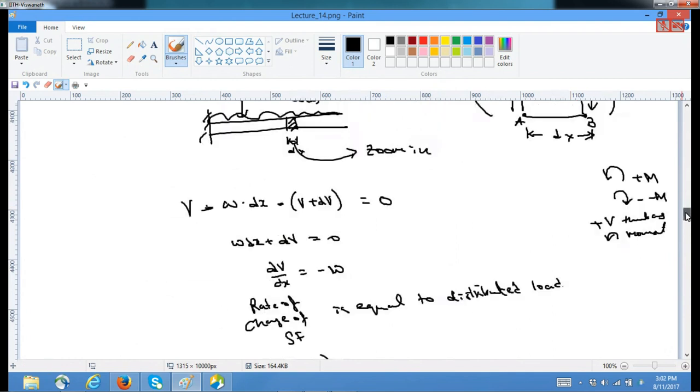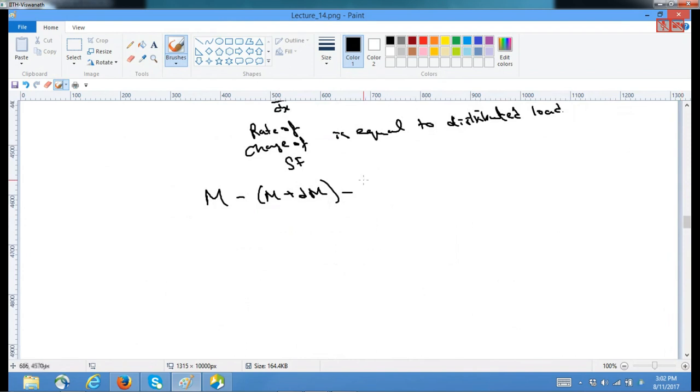Next, plus w dx is the total load, and its moment is dx by 2. Since dx is small, dx square is much smaller, so I can ignore this. So then this fellow will go.